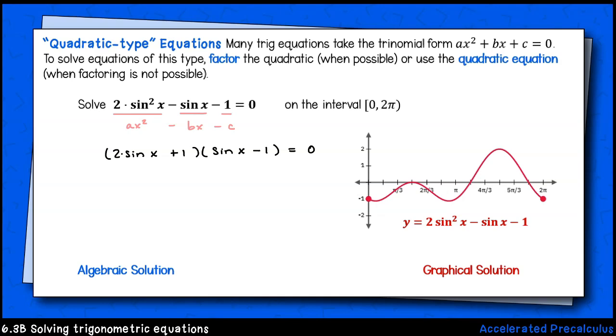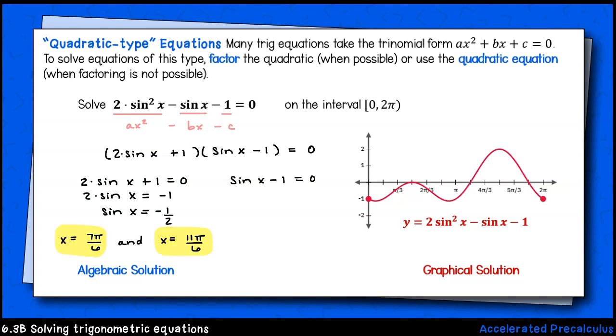We'll end up with the pair 2 times sine of x plus 1 and sine of x minus 1. Since the right-hand side is equal to 0, we'll set each factor equal to 0 and solve, just like we would solve a quadratic or other factored form polynomial. On the left, I'll subtract 1 from both sides and then divide both sides by 2. I've got sine of x equals negative 1/2.